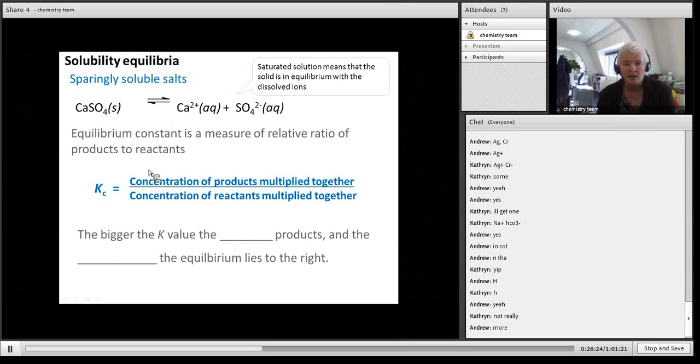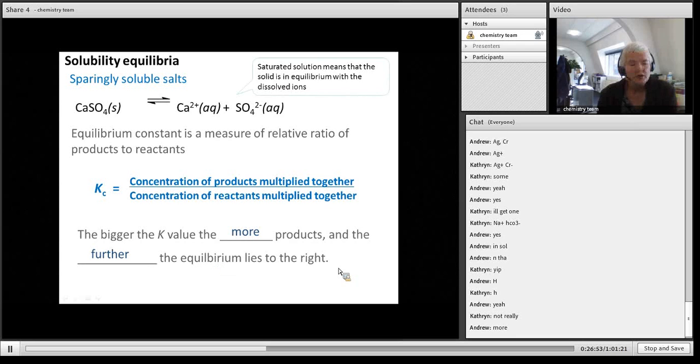So if that's big, I've got to have a big numerator, so I've got more products. If K is small, I've got to have a big denominator, which means I've got more reactants. So the bigger the K value, the more products, and the further the equilibrium lies to the right. Okay, or the more the equilibrium lies to the right. And I can't spell equilibrium, sorry about that.